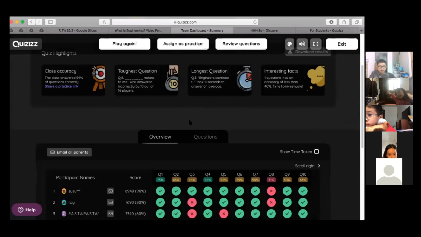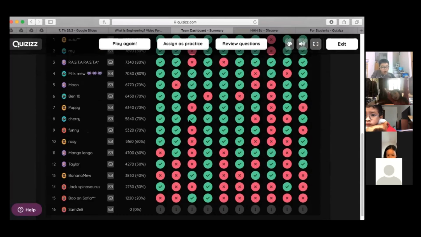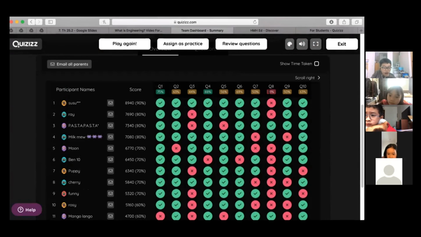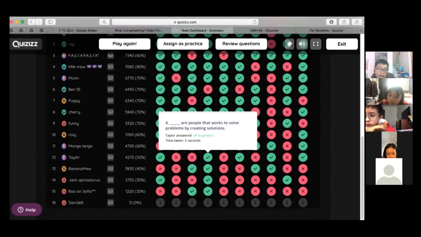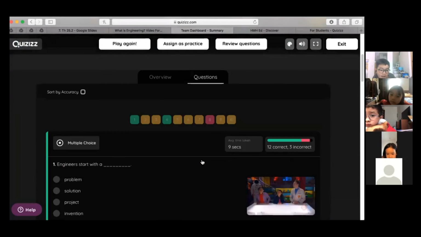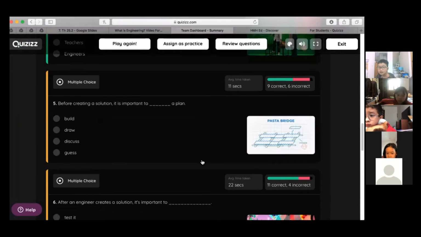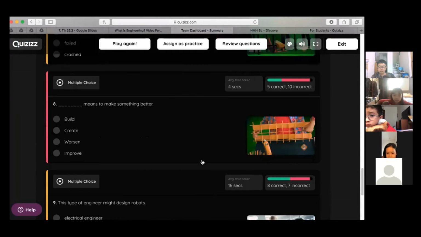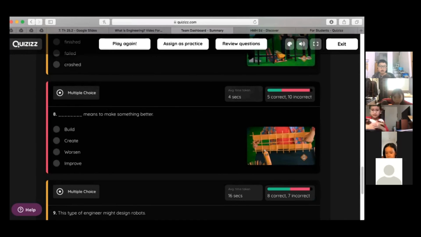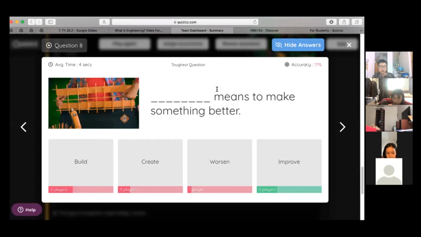Let's see what question we got wrong the most. Whoa, question number 8. Dancing Slugs? Team Sloth then came in last, I guess. They only announced first, second, and third. How did so many people get number 8 wrong? Blank means to make something better. Improve. Build.